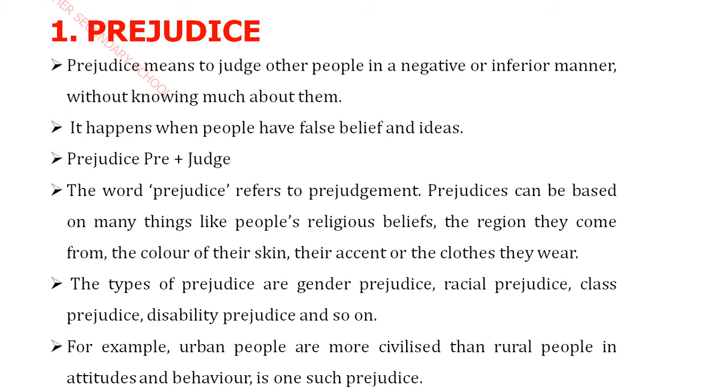Prejudice. Okay, children, see here, it happens when people have false beliefs and ideas. When it happens, it is mostly a strong, unreasonable feeling of not liking a person or one particular thing. It is called prejudice. You can also take it as influencing somebody so that he or she has an unreasonable or unfair opinion about somebody. A negative opinion about somebody is also known as prejudice.